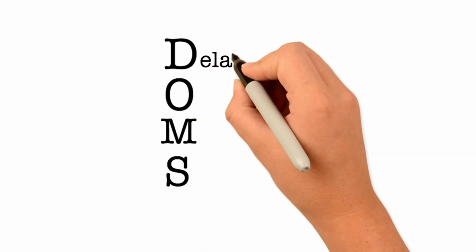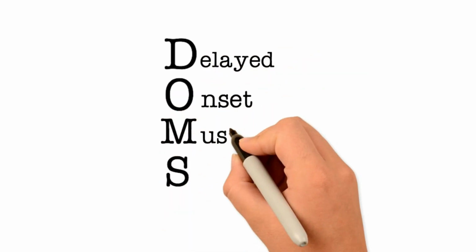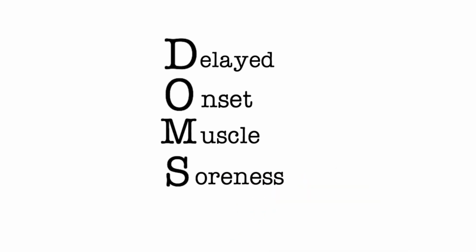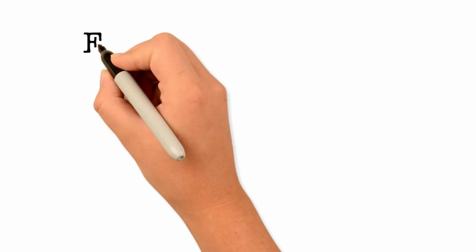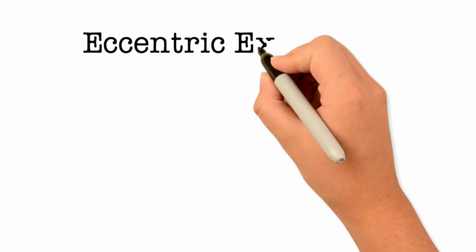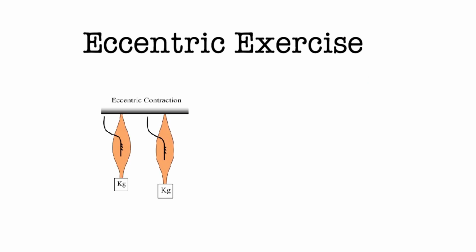DOMS stands for Delayed Onset Muscle Soreness, and it is the pain and soreness experienced in the muscles after hard exercise that usually occurs between 24 and 72 hours after the exercise is finished. It is said that DOMS is normally increased from eccentric exercise. Eccentric exercise occurs when a muscle lengthens while it's still generating tension.